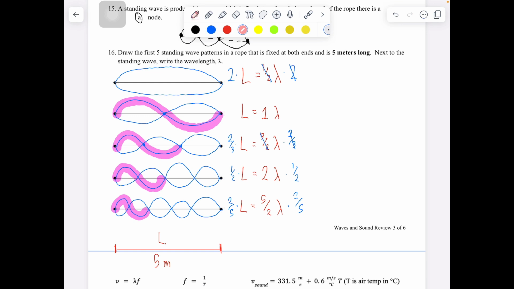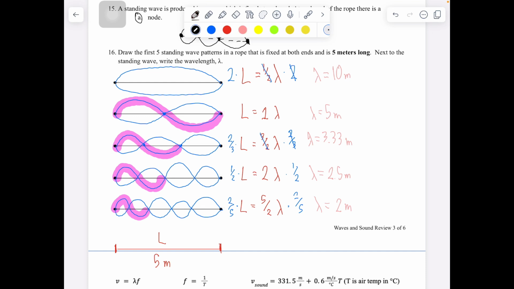Let's do this in pink. Wavelength for the first one, well, 2 times 5 would give us 10 meters. 1 times 5, our wavelength would be 5 meters. For our third pattern, 5 times 2 divided by 3 would be 3.33 meters. 1/2 of 5 would give us 2.5. And our last one, 5 times 2 divided by 5 would give us 2 meters.